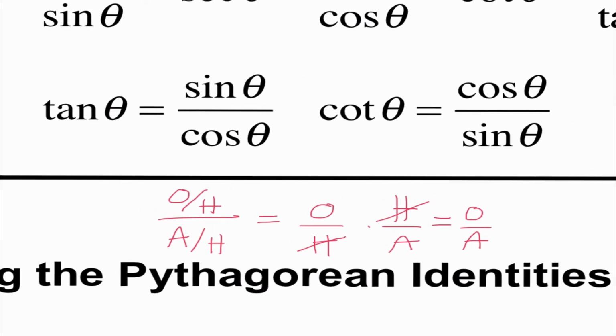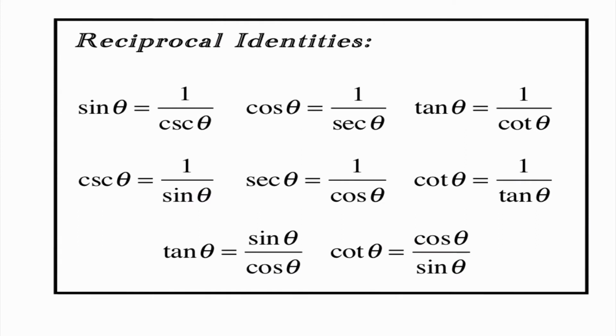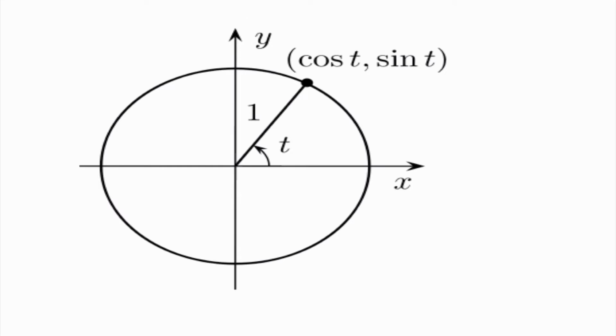Likewise, the reciprocal of tangent, cotangent, is equal to the reciprocal of sine over cosine, which would be cosine over sine. So these are the first 8 identities you guys need to have memorized. I would definitely expect to have a quiz on this. You need to know these.